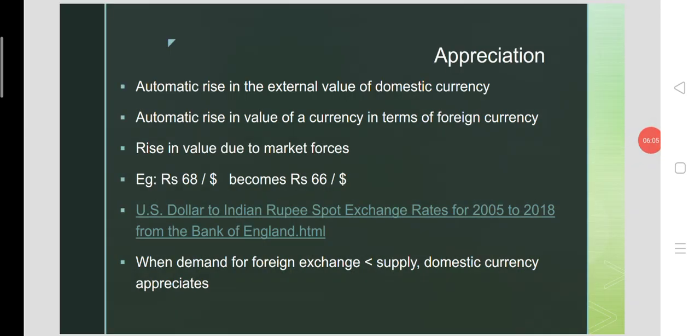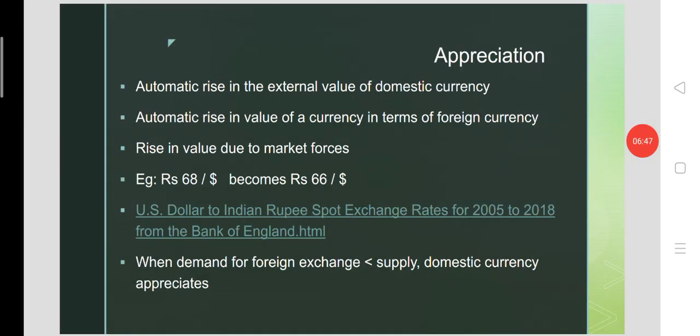So when Indian rupee has been on depreciation against United States dollar, United States dollar has been on appreciation. For example, in May 2017, 1 rupee is equal to 0.014 US dollar, and it has become 1 rupee is equal to 0.015. That means the value of US dollar has increased, value of Indian rupee has come down.